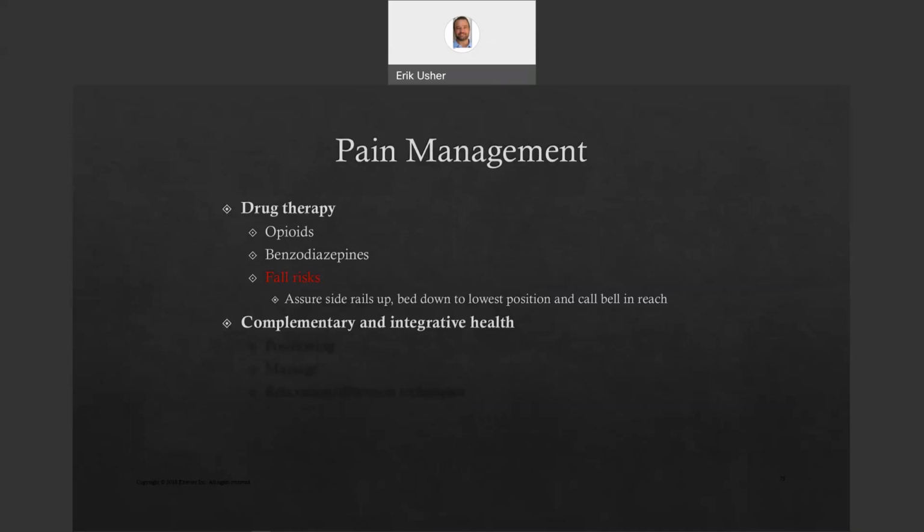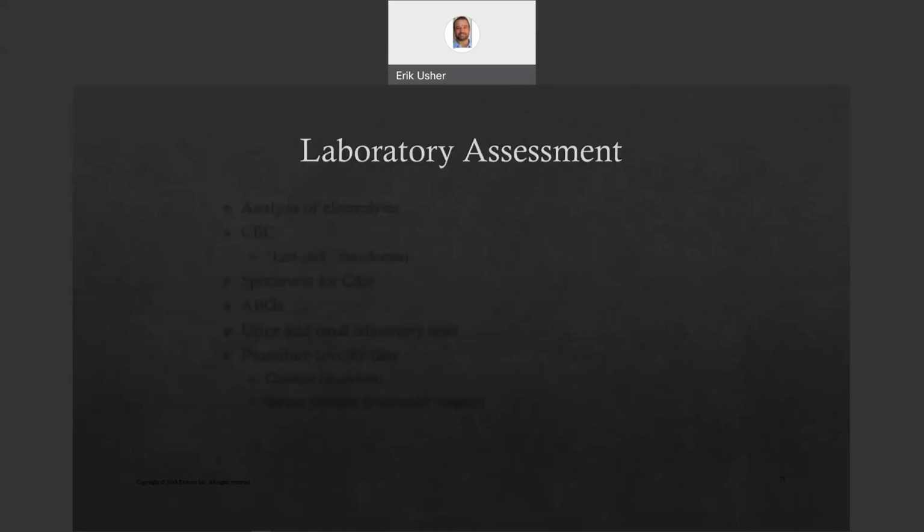Complementary and integrative health care, positioning, massage, relaxation, diversion techniques all work very well. We're going to monitor some labs. We're going to always analyze the electrolytes post-operatively. Going to look at the CBC. We're going to look for left shift, bandemia. Again, when you have an increase in those bands, those new white cells, that's telling me, hey, maybe there's an infection going on. And then we can collect specimens for culture and sensitivity.